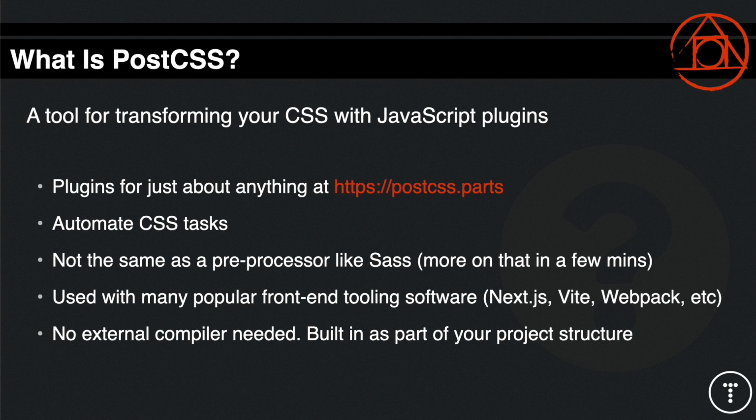So PostCSS is used to automate a lot of your CSS tasks. And I'm going to show you maybe 5 or 6 different plugins and how to use them. PostCSS is not the same as a preprocessor like Sass. I'm going to talk more about that in a minute. It's used in many of the popular tooling software that many of you are probably using, like Next.js, Vite. It's often used with Webpack and task runners like Gulp. It's really all over the place when it comes to front-end development. And like I said, it uses JavaScript plugins to modify your CSS output, so there's no need for any kind of external compiler or preprocessor.